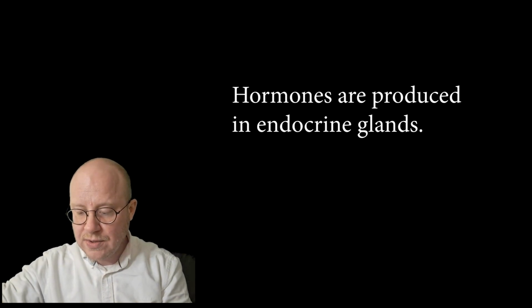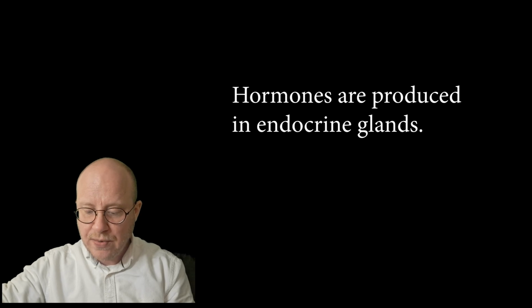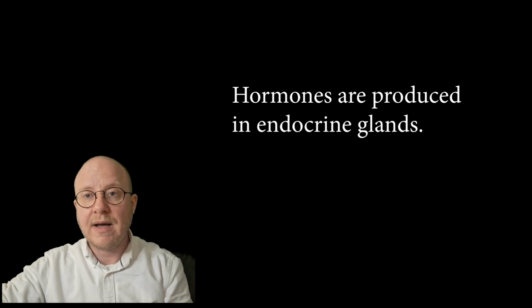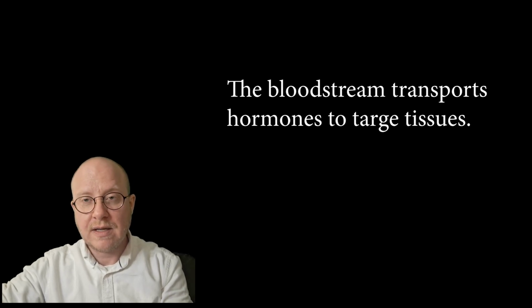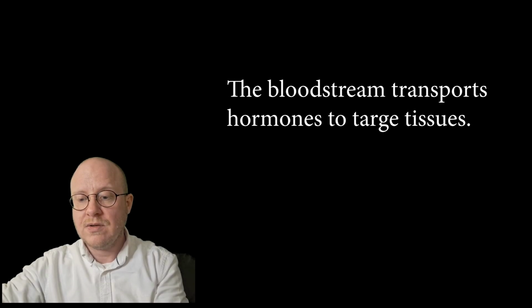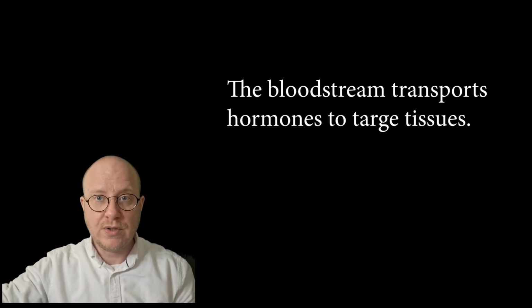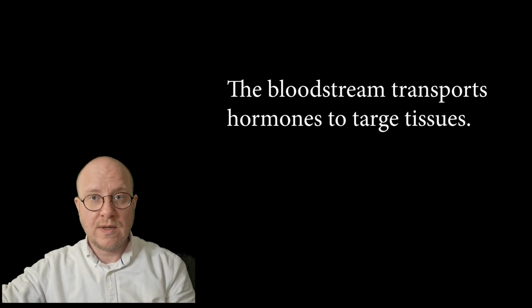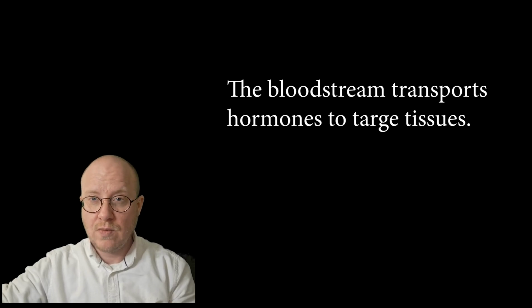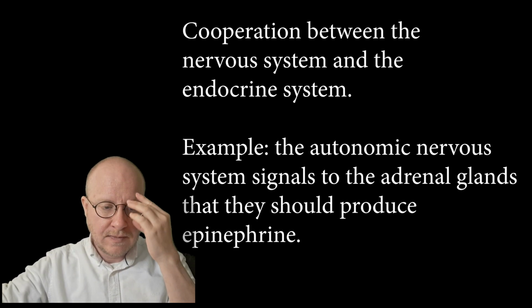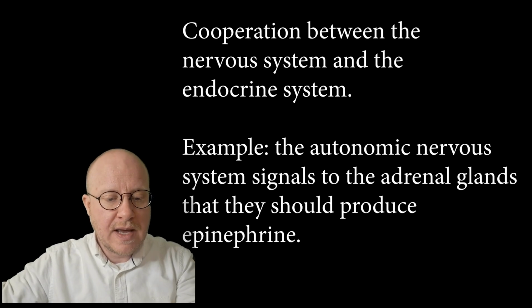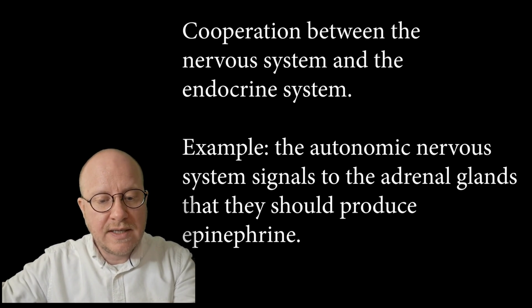Because hormones are produced in endocrine glands, they must be transported to their target tissues by the bloodstream. Okay, so the bloodstream transports hormones from where they are produced and secreted to where they need to go, where they need to act. The nervous system and endocrine system often work together to integrate body processes.